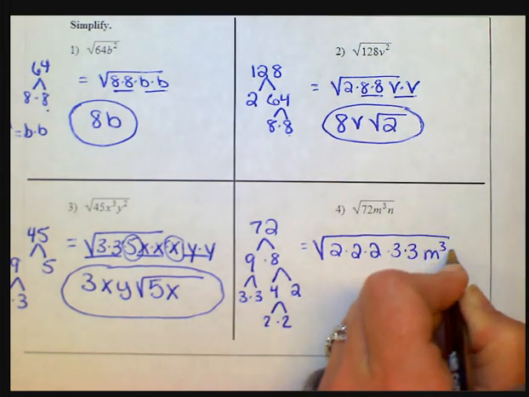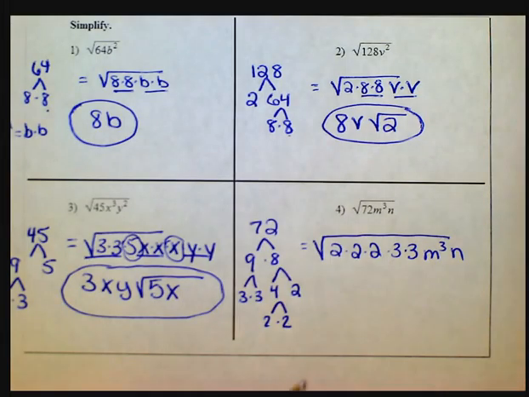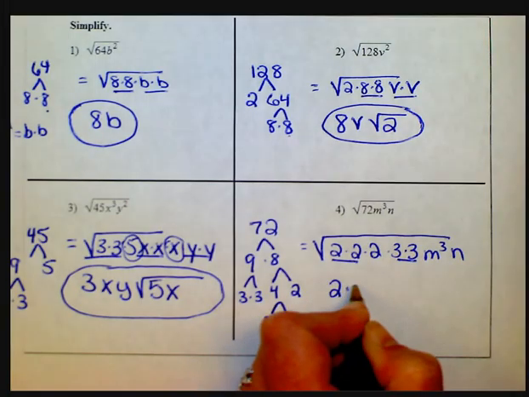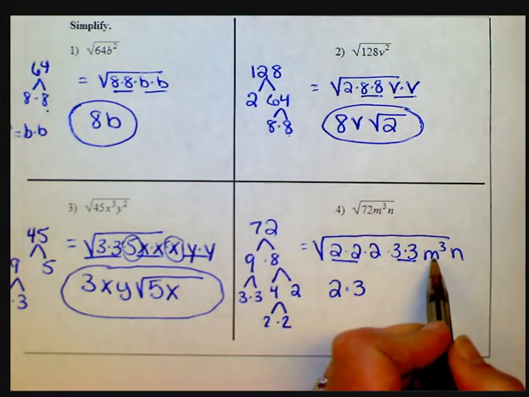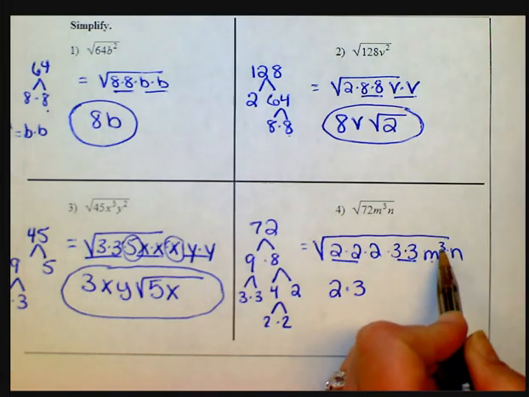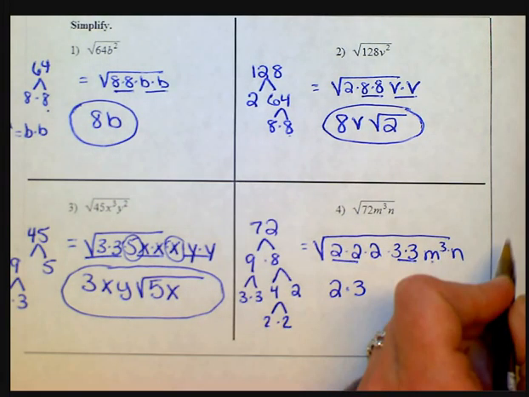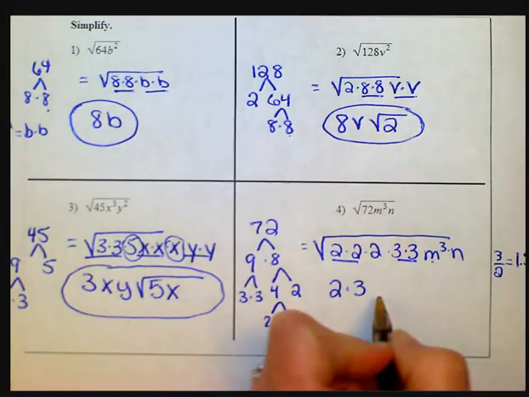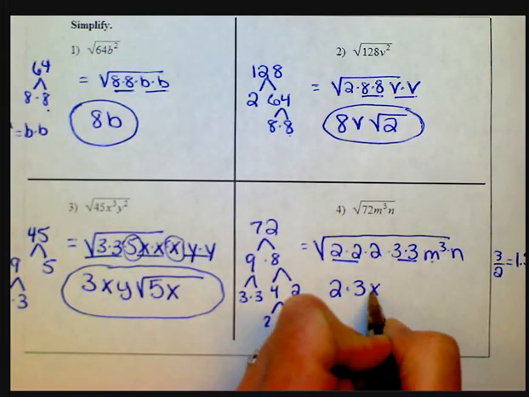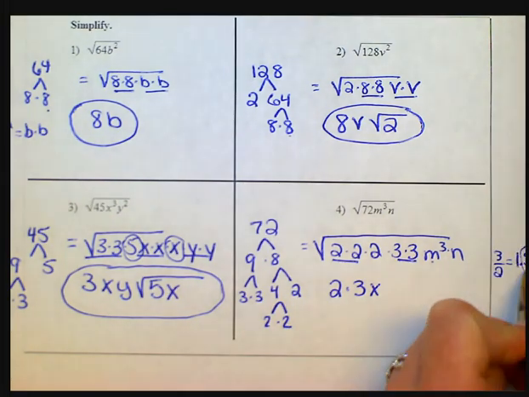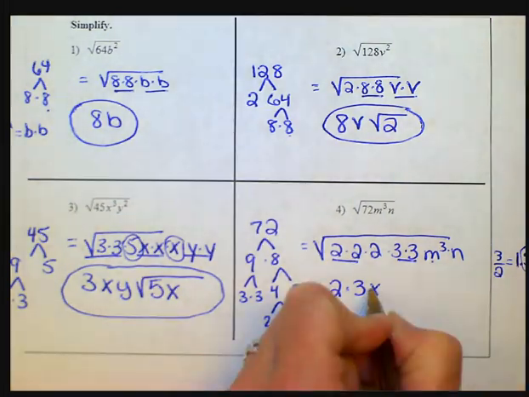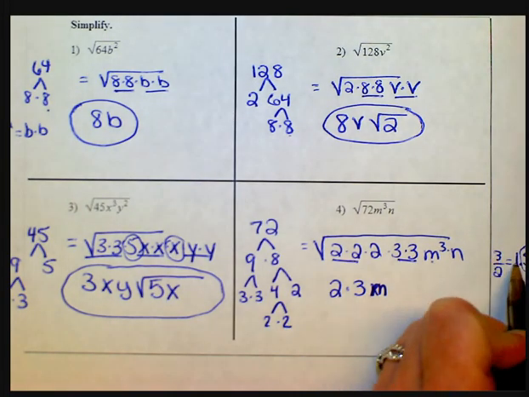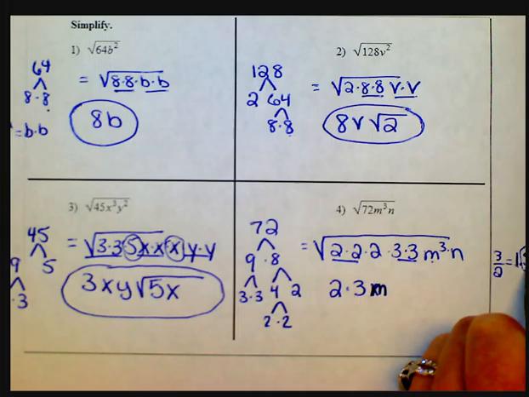And then I got m to the third n. So for the numbers, every 2 inside, 1 comes out. So I'm going to have a 2 on the outside. I'm going to have a 3 on the outside. Now I got the m to the third. So I'm going to take that 3 and I'm going to divide it by 2. And if I take 3 divided by 2, I get 1.5. So I know I can pull out 1 m. It's going to have the power of 1. But because I have that 0.5 left over, I can pull an m out because that 2 goes into 3 one time. But that leftover m has to stay underneath.